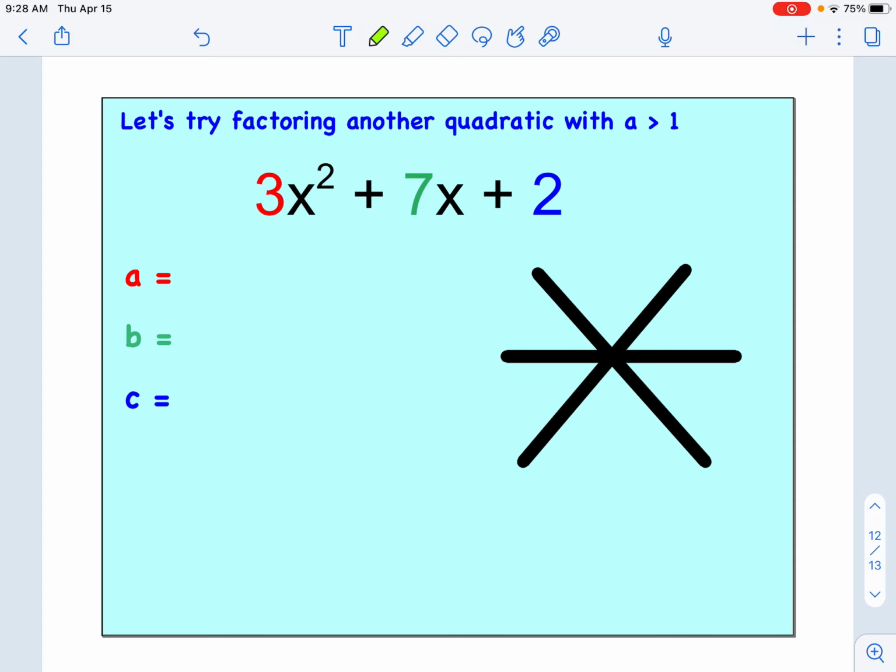All right, so pause the video, see if you can follow the instructions from the first 2 slides, and see if you can fill in the correct A, B, and C. Then restart the video for explanations on that.